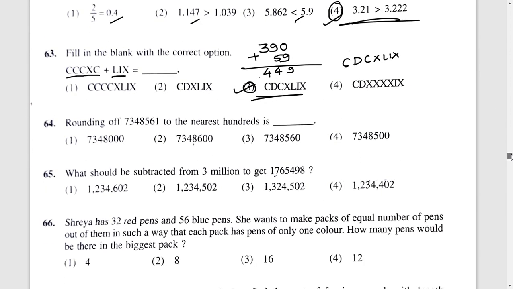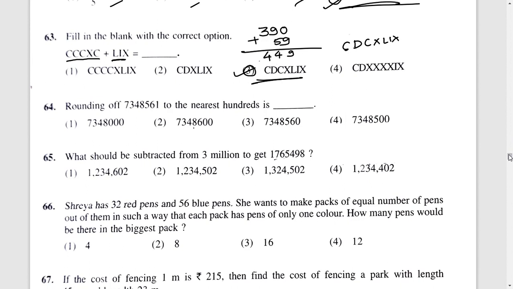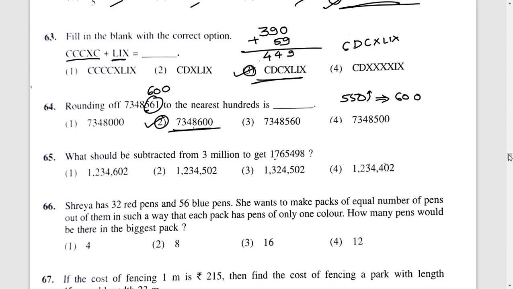Next question. Question number 64. Rounding off 7348561 to the nearest 100. So the hundreds value is 5 here. 561 is greater than 550. So it is rounded to the next digit, that is 600. So this is rounded to 600 now. 7348 as it is, and 561 is rounded to 600. So option 2 is the right answer here.